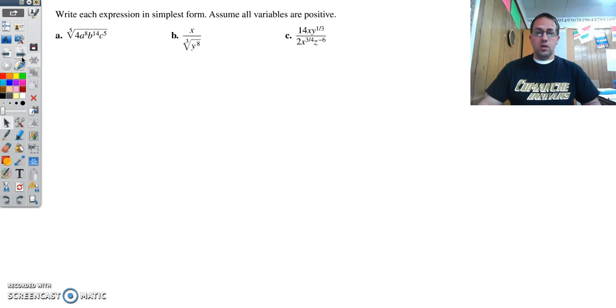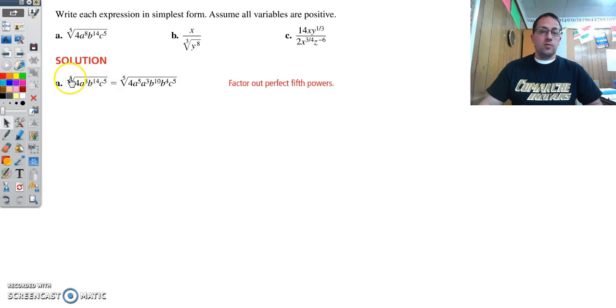Now here is where the real fun is. So we have the 5th root of 4 a to the 8th, b to the 14th, c to the 5th, and we want to simplify this. This is a lot of exponents in there, and so we want to get as few exponents under the radical as we can. And what we really want, since this is a 5th root, is that we don't want anything in here to be perfect fifths, right? Because those can come out.